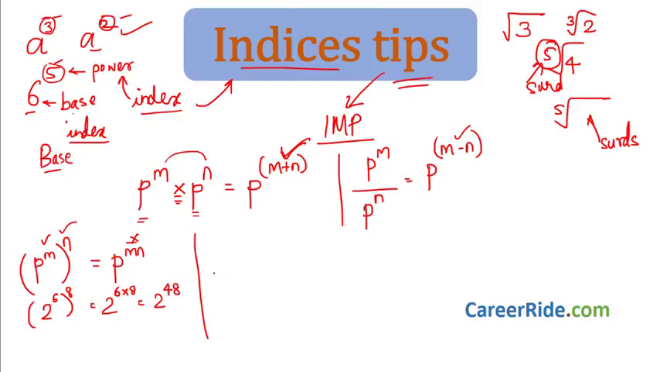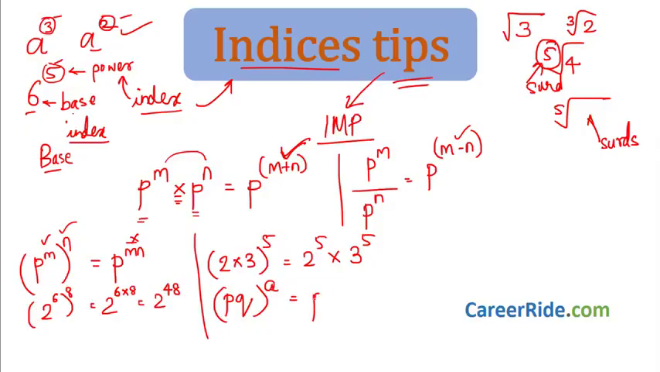Let us see another trick. Say we have 2 into 3 and this whole is raised to 5. So what do we write? 2 raised to 5 multiplied by 3 raised to 5. In the same way, if we have p multiplied by q, raised to a, then it would be p raised to a multiplied by q raised to a. See, it is very easy. All these things you have used in mathematics up till now. It is just an explanation of these concepts which you already know.